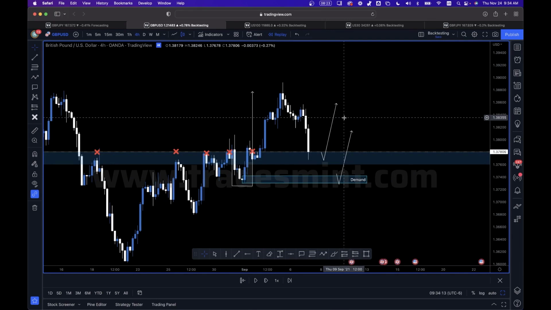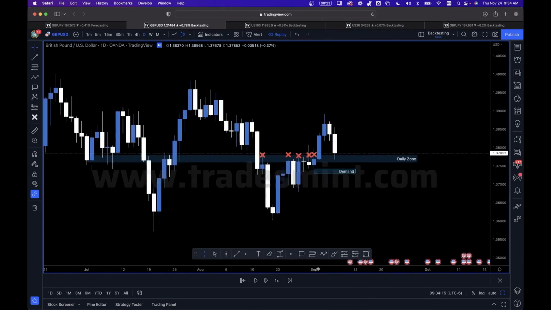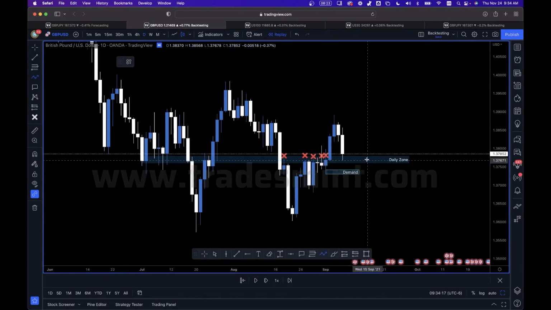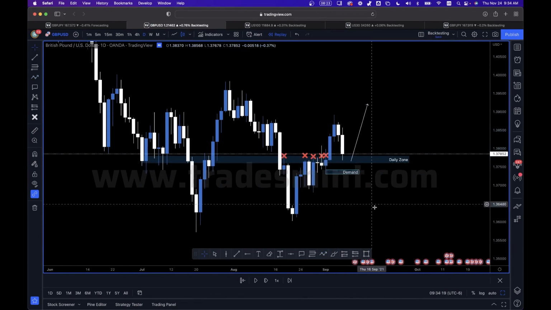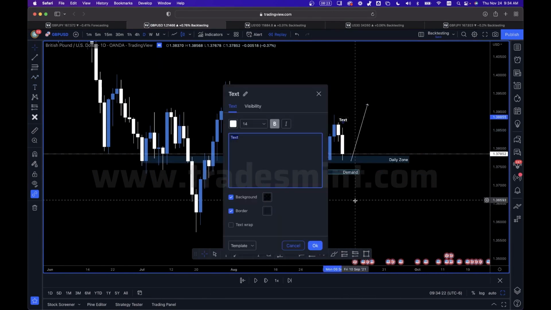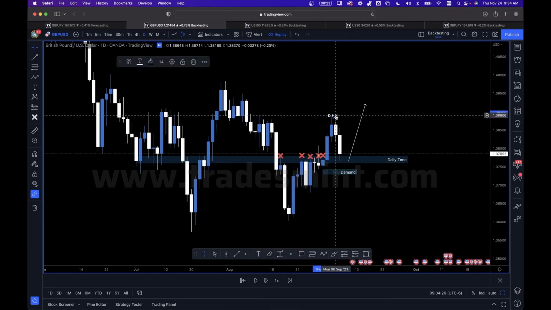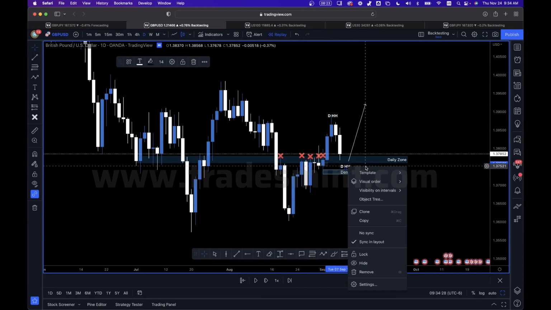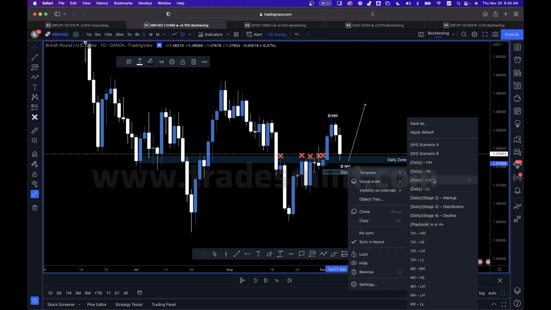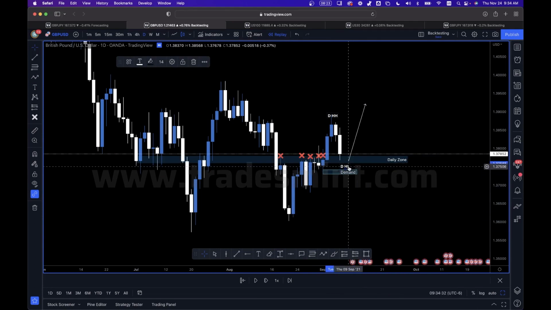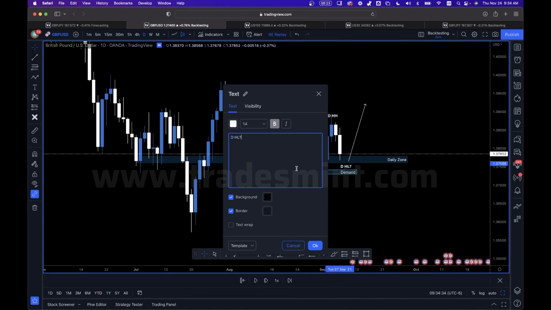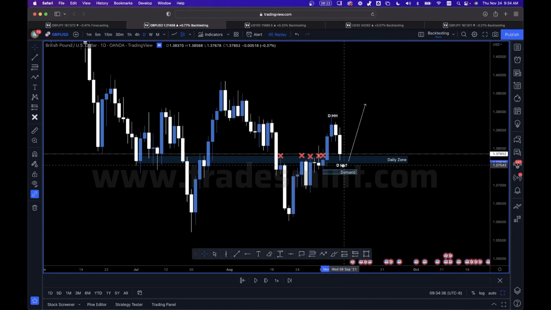So if we take a look, I'm going to toggle back to the daily. If we look at the big picture on the daily, we're looking for price to create a higher high here. Okay. So higher high, we're looking for a higher low to be created here. So we're trying to figure out, okay, where will this higher low be?